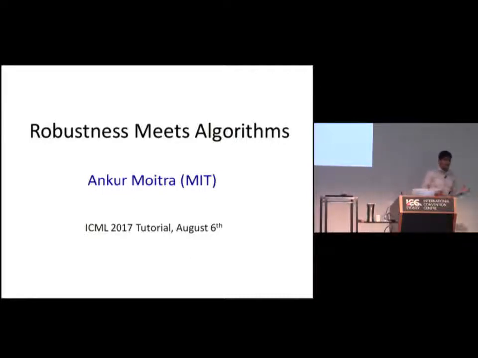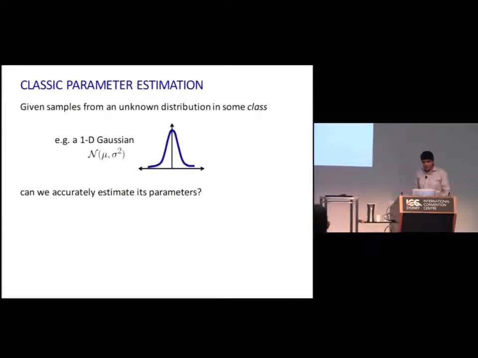Really, before I go to robust estimation in high dimensions, let me start off with robust estimation in one dimension. And before I do that, let's actually just start off with parameter estimation. Let me make sure that we're all on the same page here, and let me tell you about classic parameter estimation, just so that we have some notation in mind for the rest of the talk. So what is classic parameter estimation?